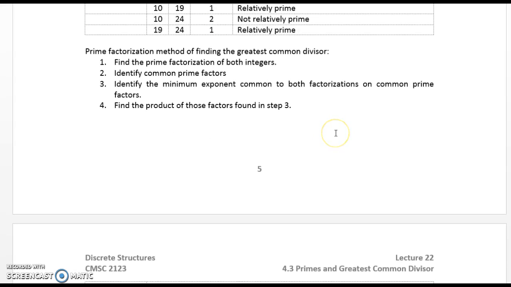Prime factorization method of finding the greatest common divisor. Find the prime factorization of both integers, identify the common prime factors, identify the minimum exponent common to both factorizations on the common prime factors, and find the product of those factors found in step 3.